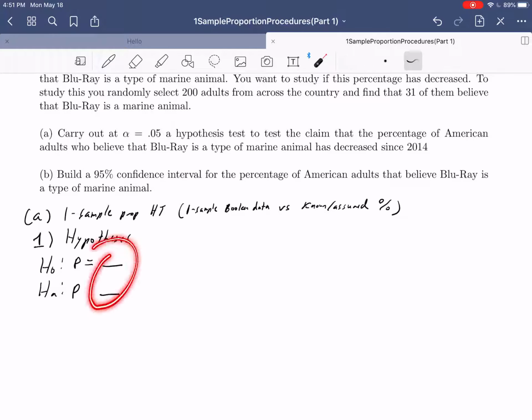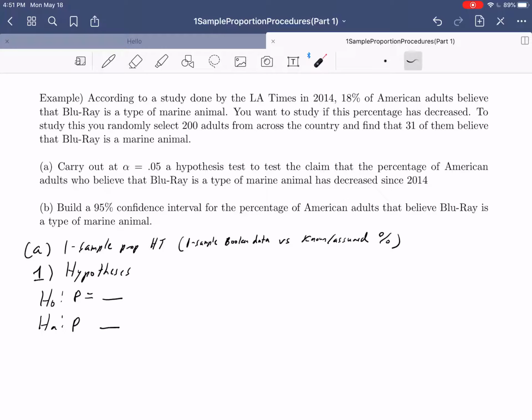First, we need to fill in this value. Since we're talking about an assumed percentage, we're going to be using the one from 2014, which is 18%. It is totally fine to write it as 18% here and here, but as we know, later on when we need to actually use this value, anytime you need to do arithmetic with a percentage, you have to use it as a decimal. So it might just be easier, instead of writing it as 18% here, to write this in decimal form, 0.18 and 0.18.